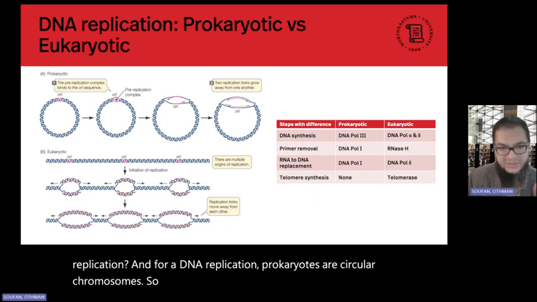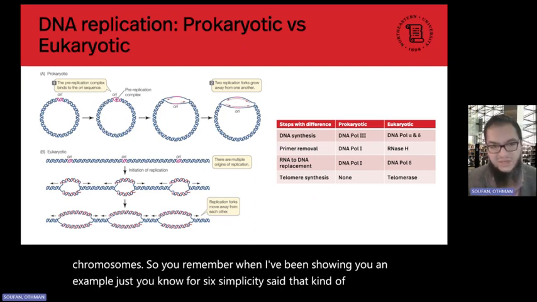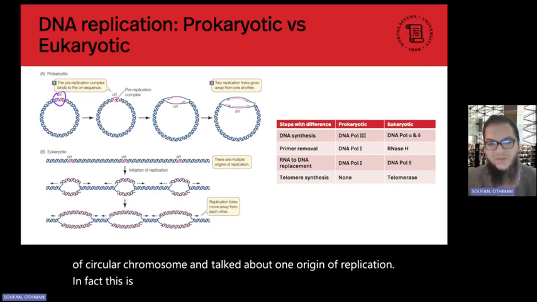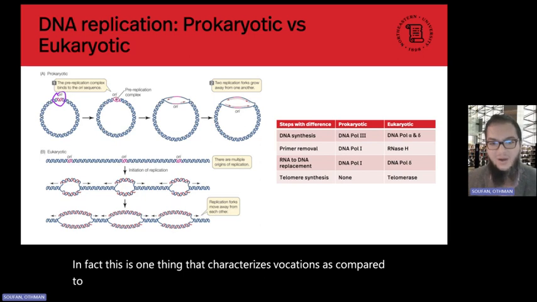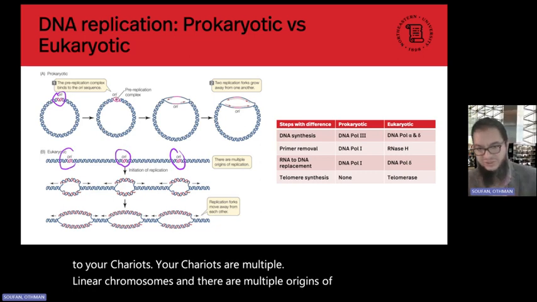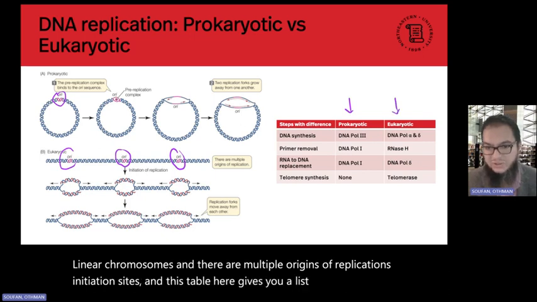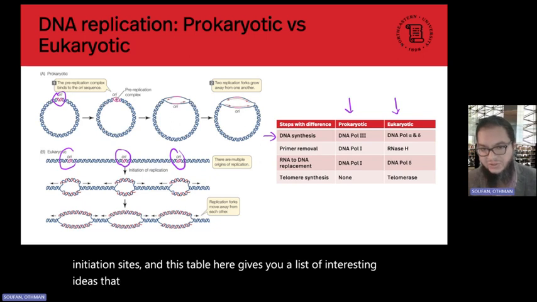You remember when I've been showing you an example, for simplicity, I said that kind of virus has a circular chromosome, and I talked about one origin of replication. In fact, this is one thing that characterizes prokaryotes as compared to eukaryotes. Eukaryotes have multiple linear chromosomes, and there are multiple origins of replication, initiation sites. And this table here gives you a list of interesting ideas that differentiate between prokaryotes and eukaryotes.